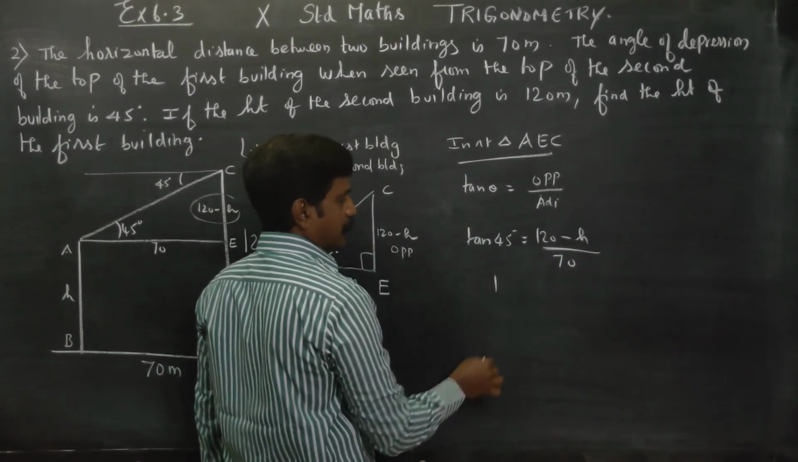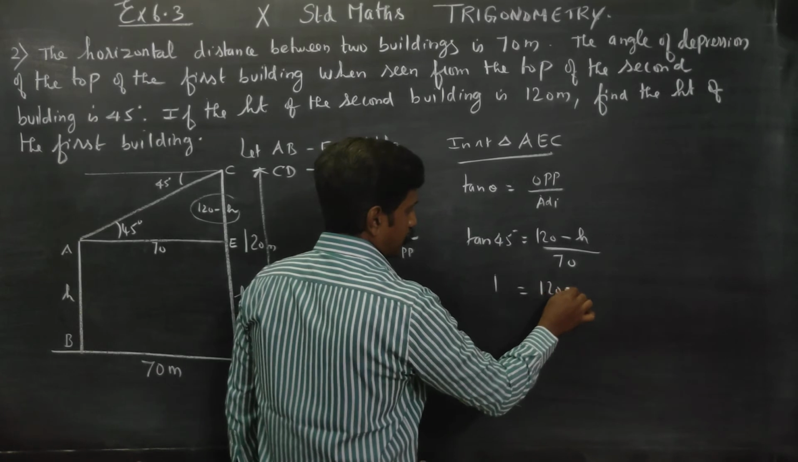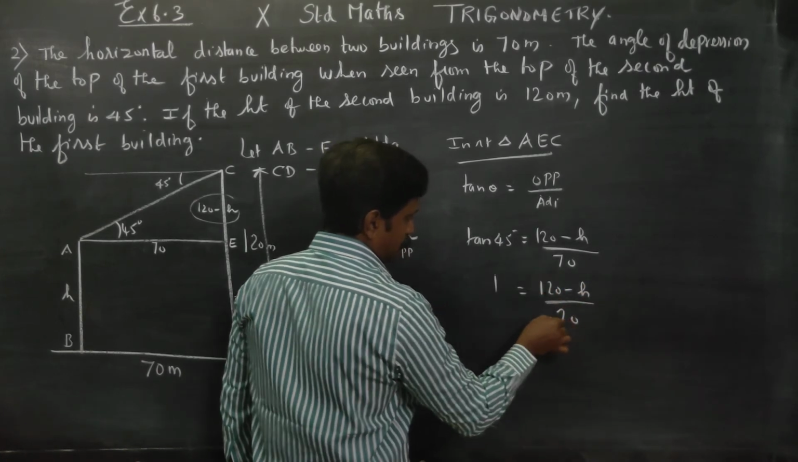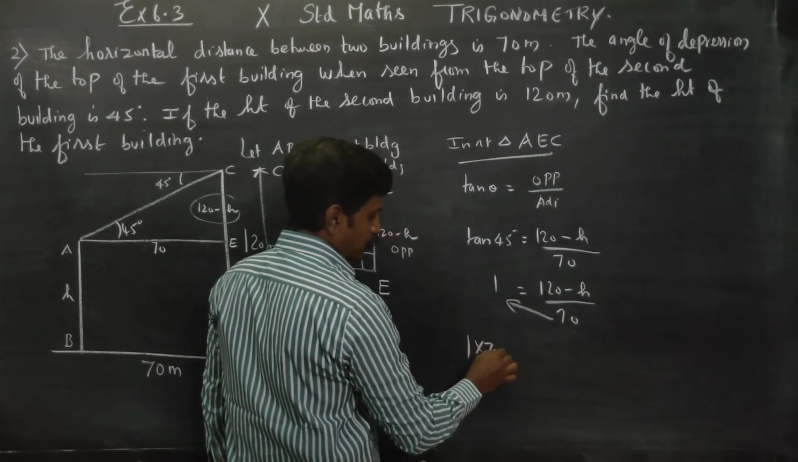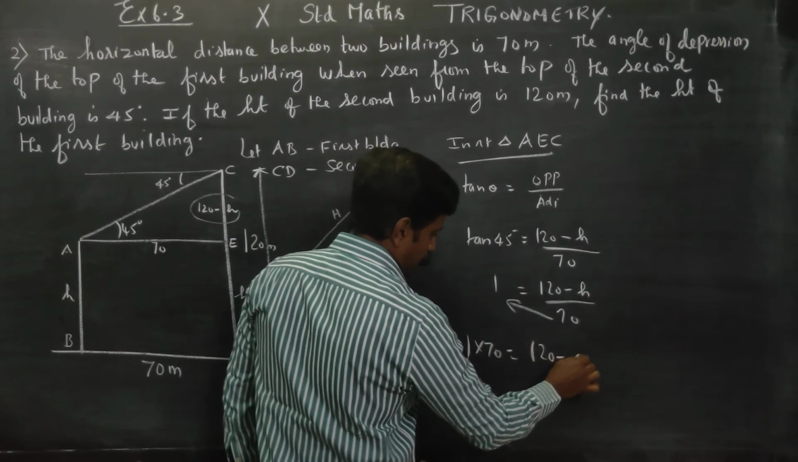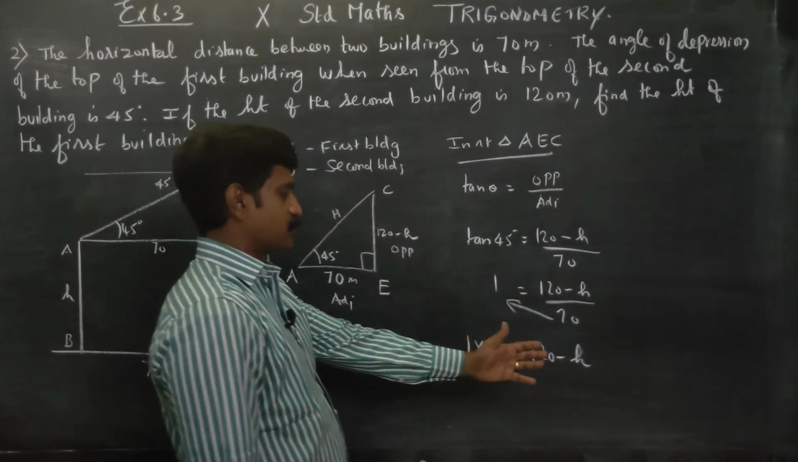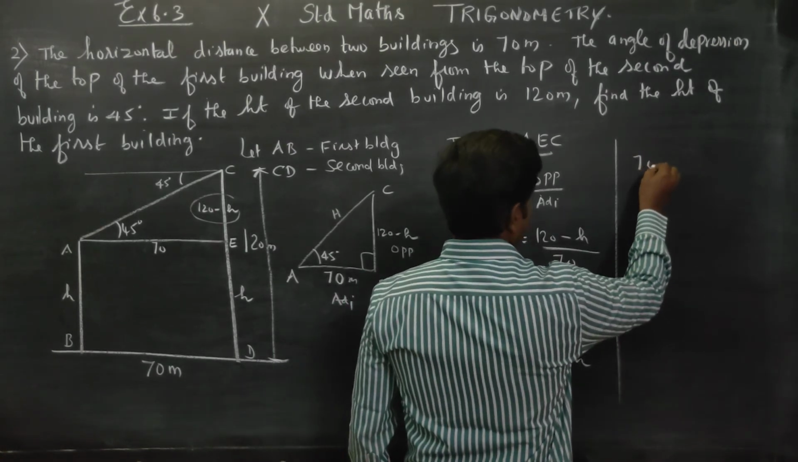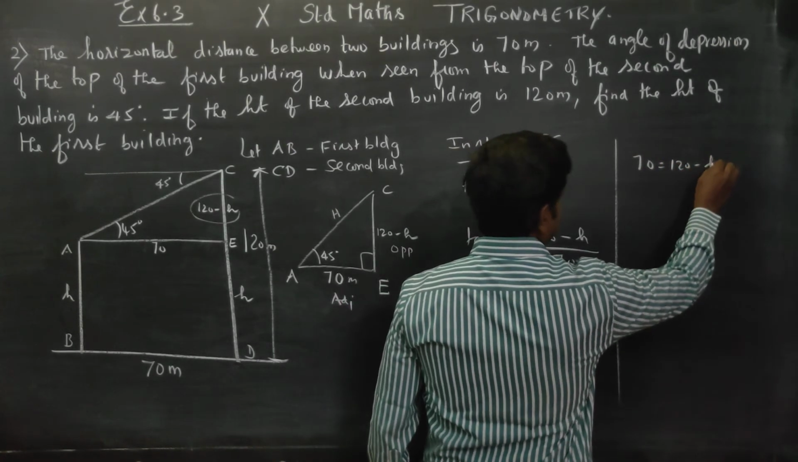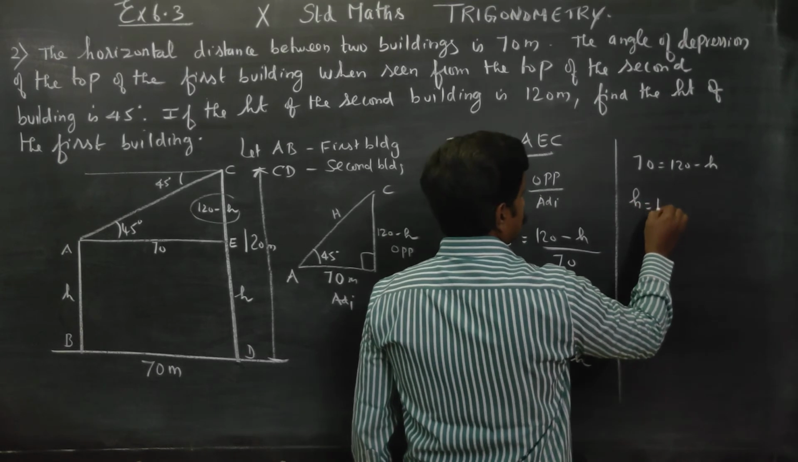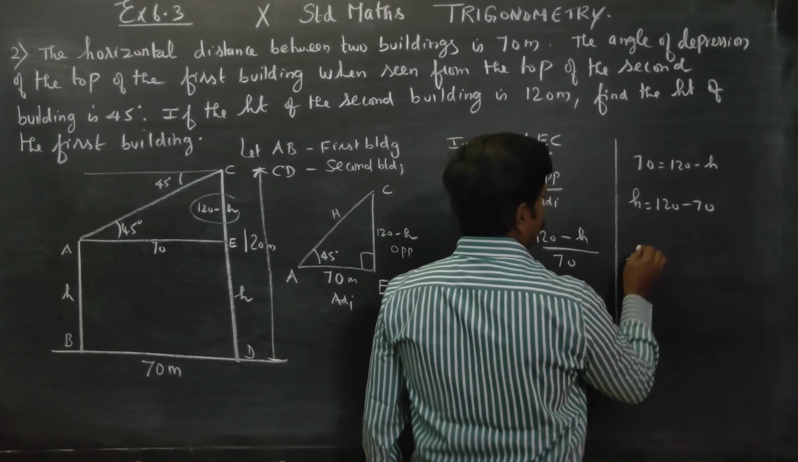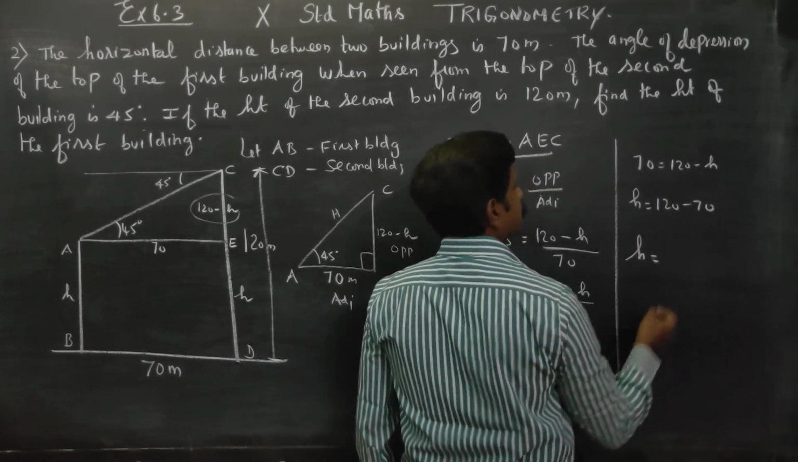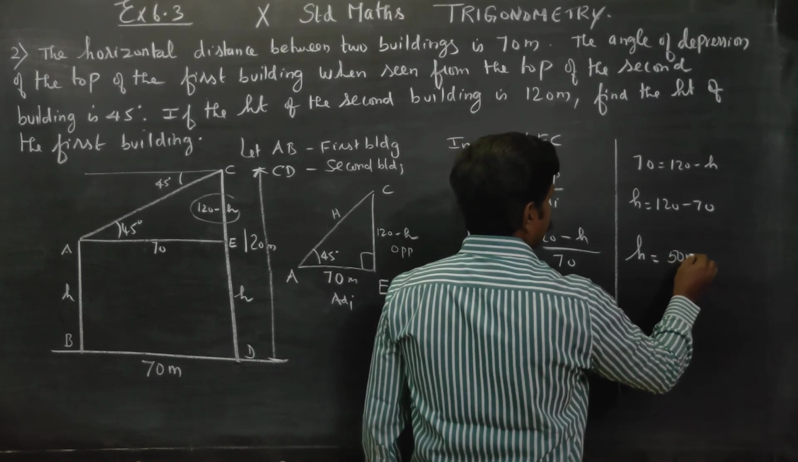What is tan 45? Tan 45 is 1. Appo 120 minus h by 70. You just cross multiply. 1 into 70 is equal to 120 minus h. 1 into 70 is 70. Appo 70 is equal to 120 minus h. Minus h in the pocket nandina plus h. Appo 120 minus 70. Appo h is equal to 120 minus 70. You will be getting 50 meters.